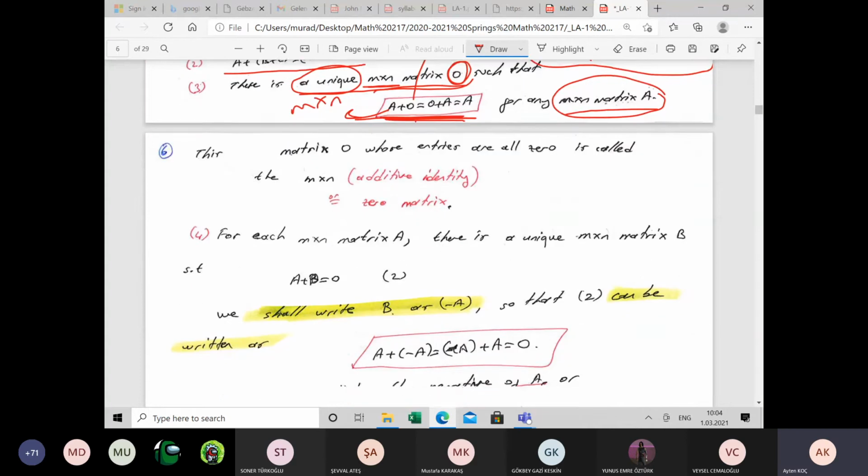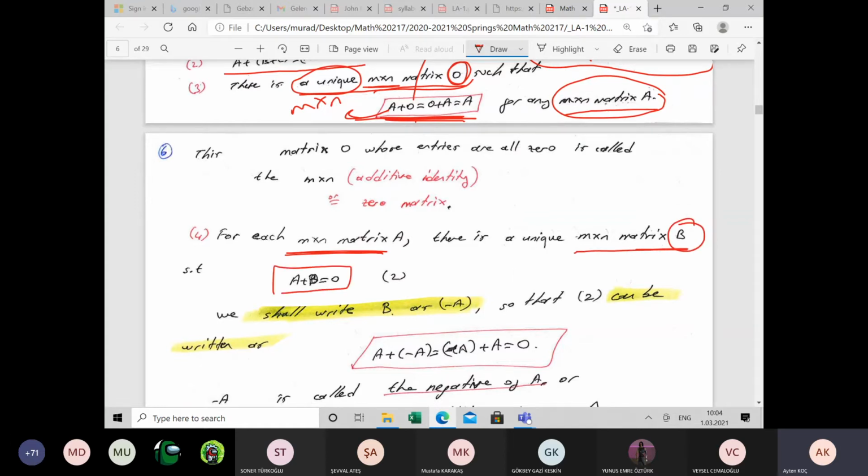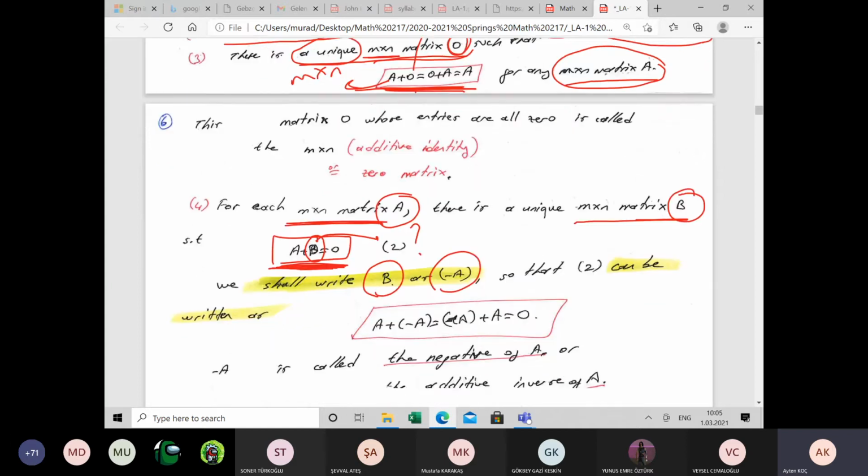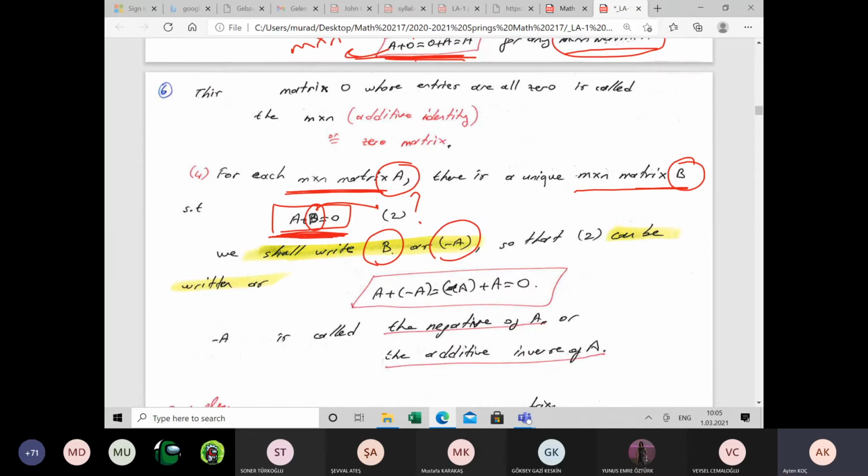And also the next property: take the n by n matrix A. It's okay. There exists a unique n by n matrix B such that A plus B is 0. Start with A. Our aim is to get the matrix B such that A plus B is 0. Yes, it is possible. And B is denoted by this notation. It's called the negative of matrix A. A plus minus A is equal to minus A plus A is 0.